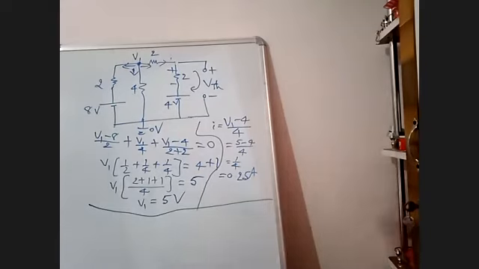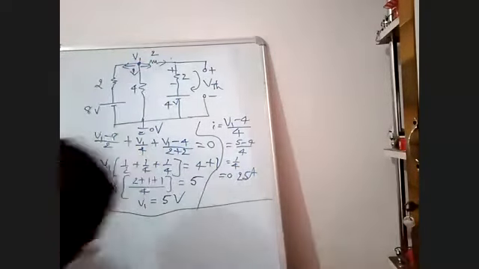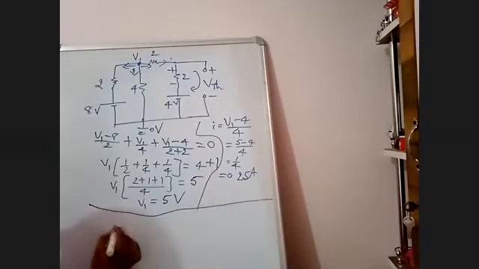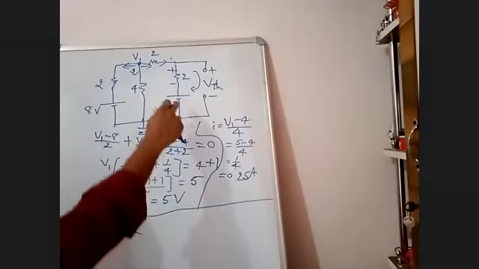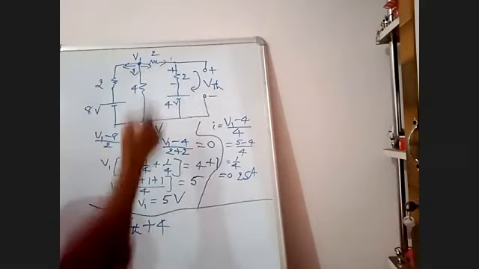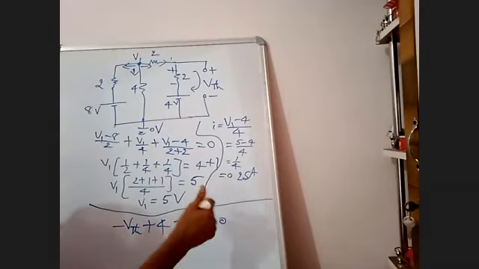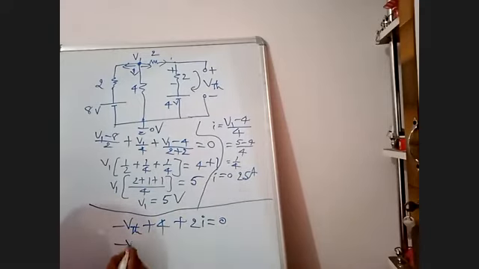0.25. Now I will write the loop equation here for determining VTH. VTH minus 2 plus 4 minus 2 plus 2 into I. The current I is 0.25. That's why I am determining the current in this 2 ohm. If I know the current in this 2 ohm, I can determine VTH.